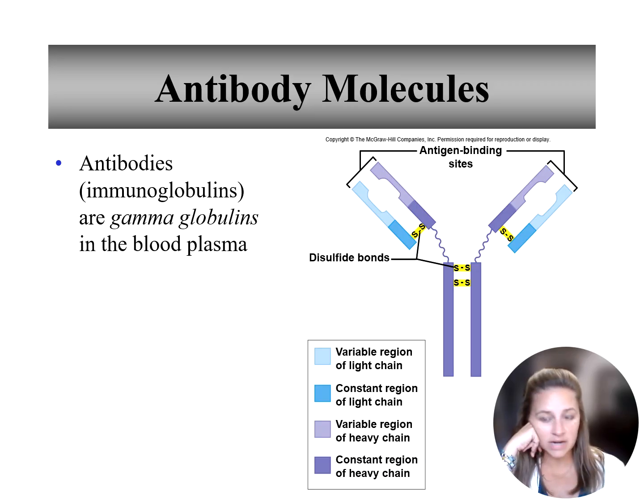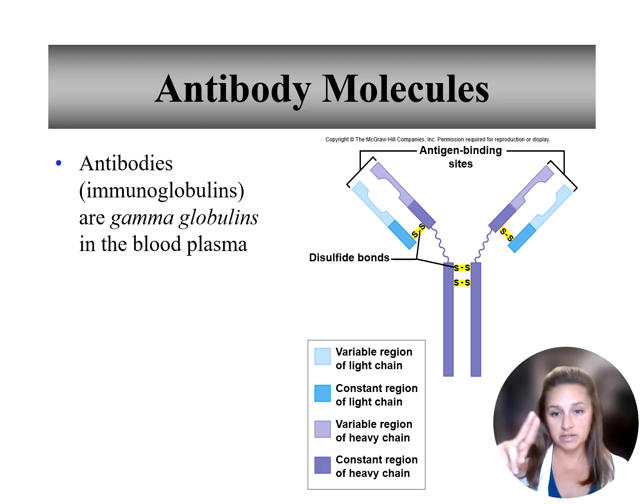Okay, so here are antibodies. So antibodies are immunoglobulins. They are gamma globulins. They're found in the blood plasma, but they can travel through the lymph system. There's where those capillaries cross over. It can go back and forth from the blood to the lymph, and so on.